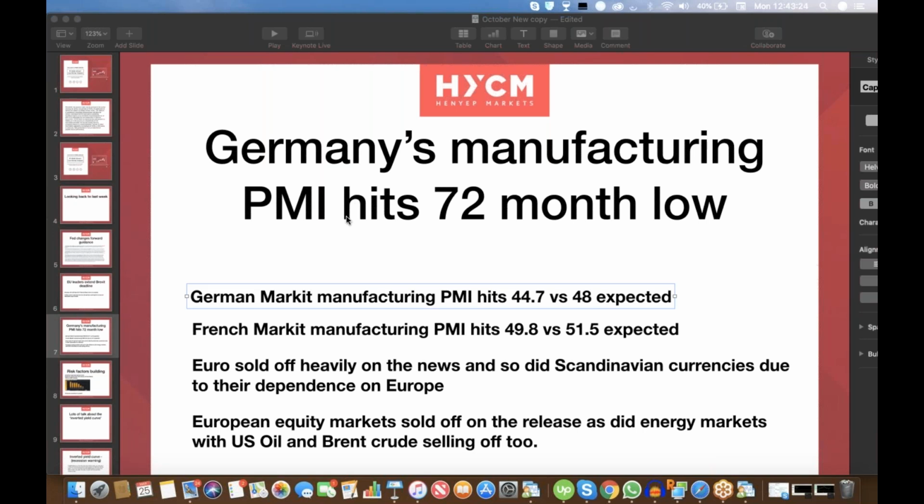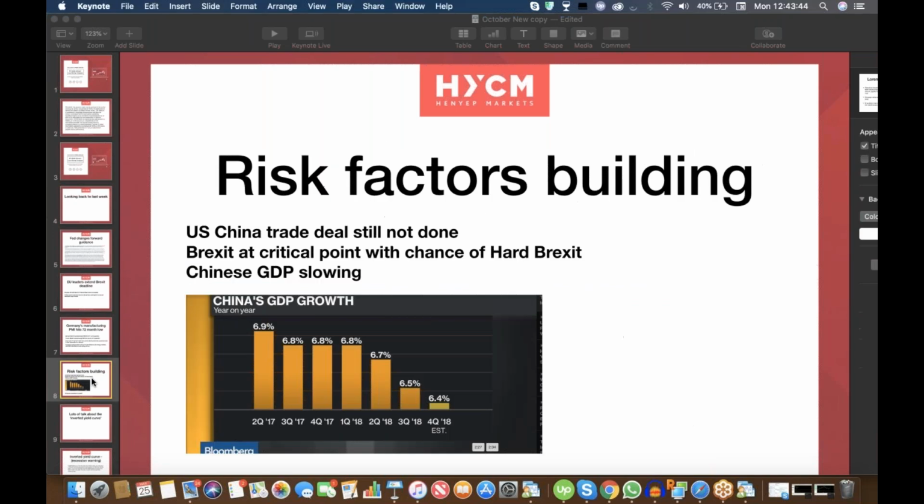And Germany is particularly important for the Eurozone because it's the largest nation in the Eurozone. And so what's bad for Germany is bad for all of Europe. Okay, so that's why the Germany PMI had such a big impact. It's the largest and the leading nation in the Eurozone. So risk factors are building.